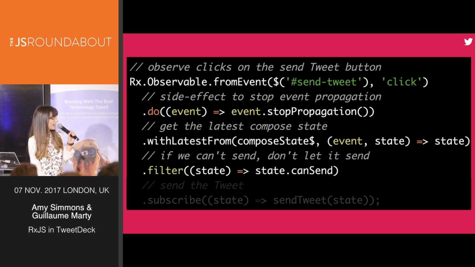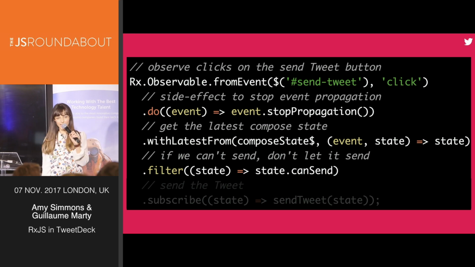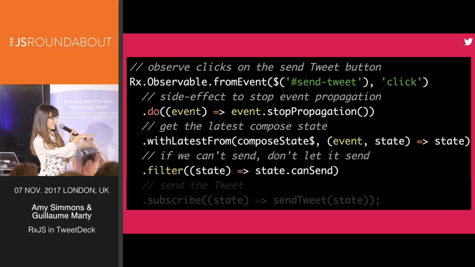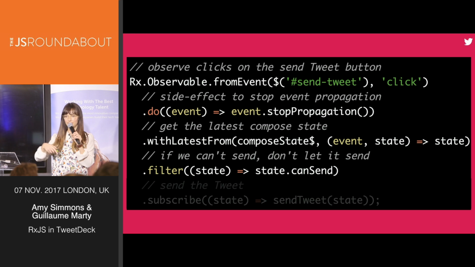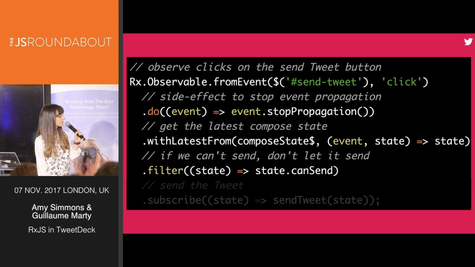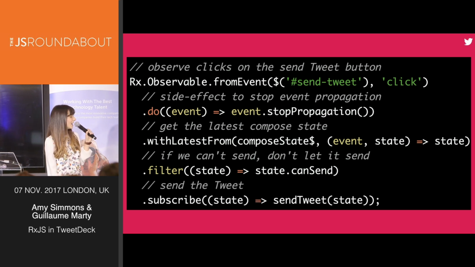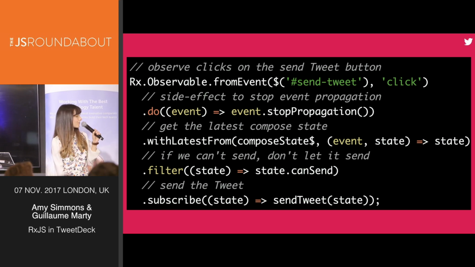What we can do then is apply a filter operator, and again this is an RxJS filter. This means that values will only continue to flow down our stream if they pass this state.canSend over here on the right. So this will filter out any of the events where the user shouldn't be able to click the button or send the tweet at that point in time. And then we can go ahead and subscribe to our observable and pass it the sendTweet function, which is going to be performed every time an event trickles down the stream.